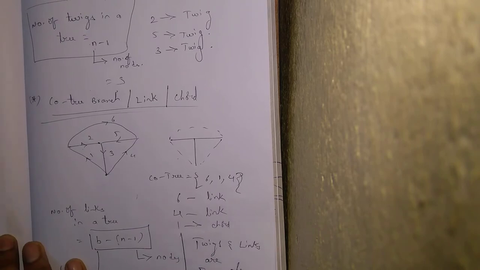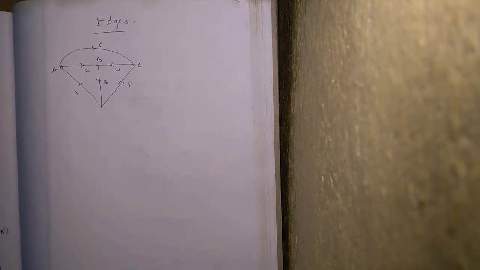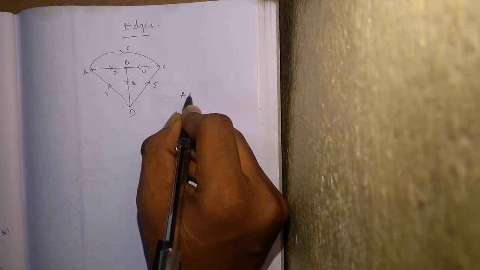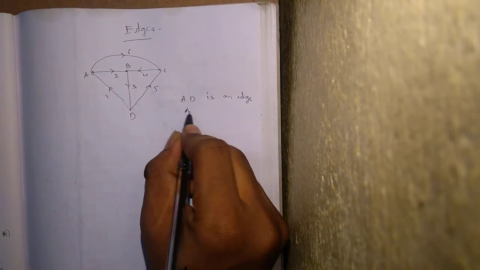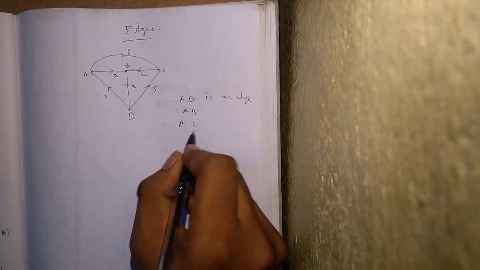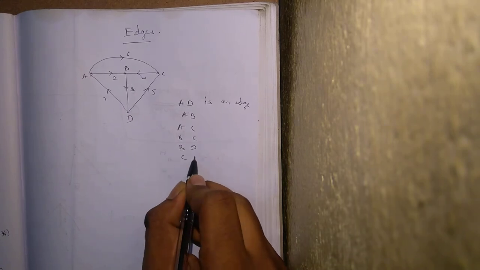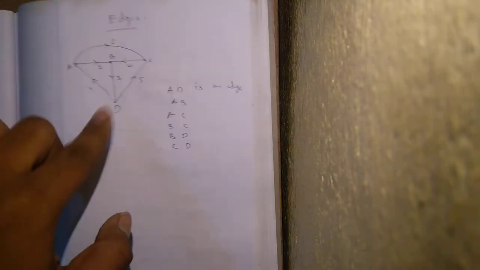Okay, so let us move to another one called edges. Okay, edges. So again, I'll consider the same example. So what do you mean by an edge? Okay, so see here, this is my D, right? Here AD is an edge. Similarly, AB is an edge, AC is an edge, BC is an edge, and BD is an edge, and CD is an edge. So 1 2 3 4 5 6, there are a total of 6 edges for this example.